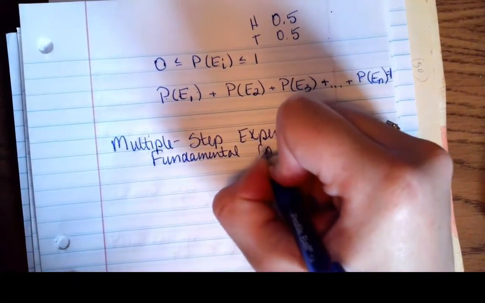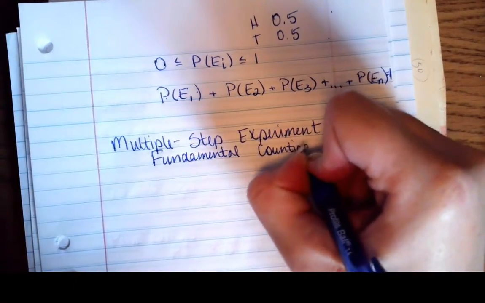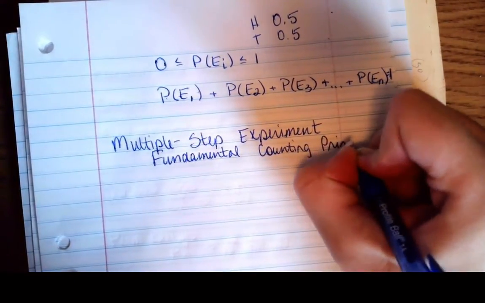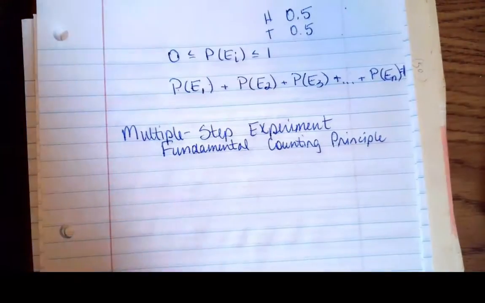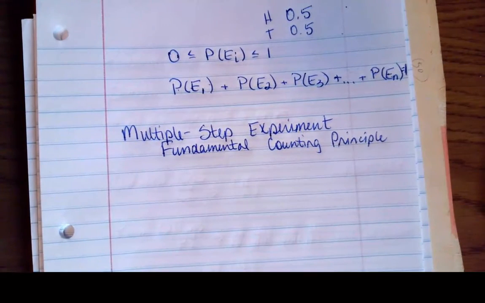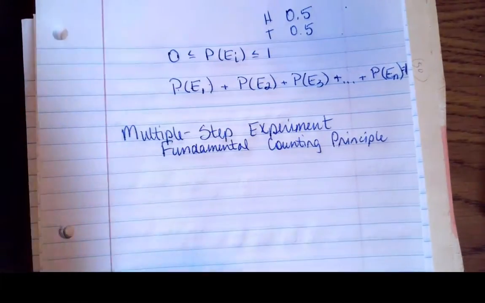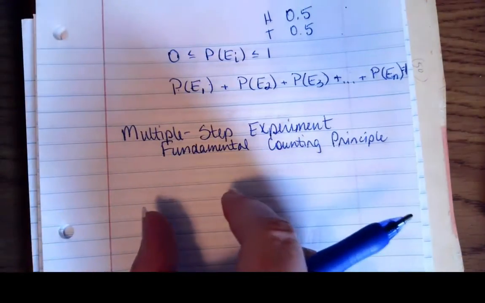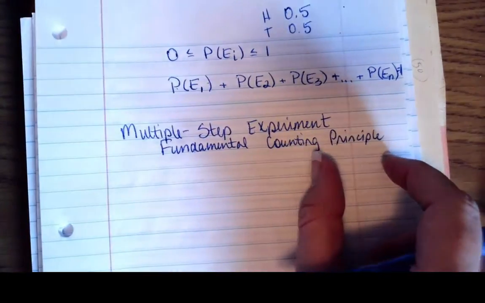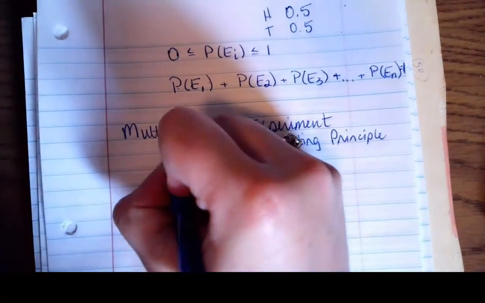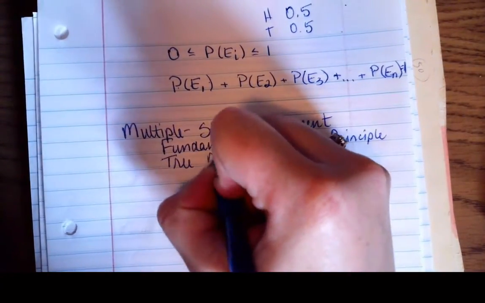Fundamental counting principle, which your book refers to as just a counting method. Hang on, it's just the counting rule. So your book refers to it as a counting rule. What it actually is is the fundamental counting principle, and we can also make a tree diagram when we do this.